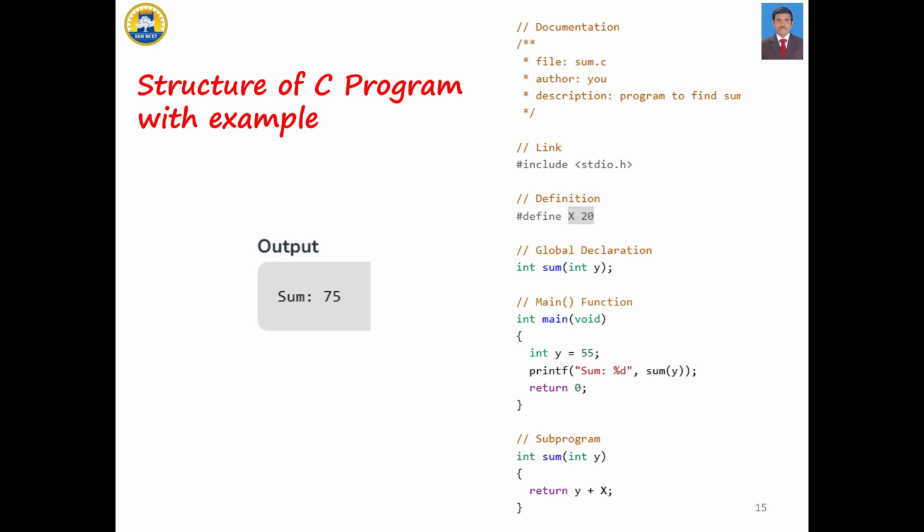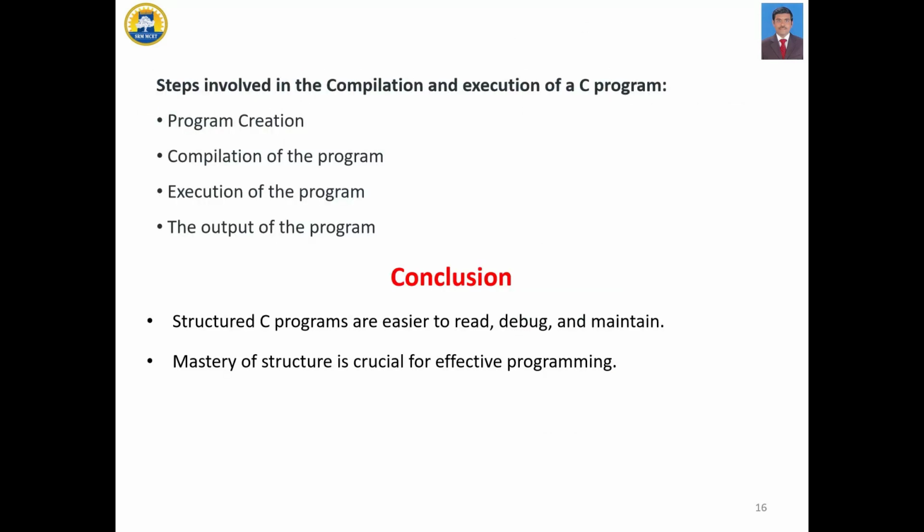So the entire 6 sections are given: document section, preprocessor section, definition section, global declaration section, main function section, and subprogram section. So there are 6 sections in the structure of a C program. Steps involved in the compilation and execution of a C program. First we have to create a program, then compile the program, then execute the program. The final one is the output of the program. There are 4 steps involved in the compilation and execution of a C program.